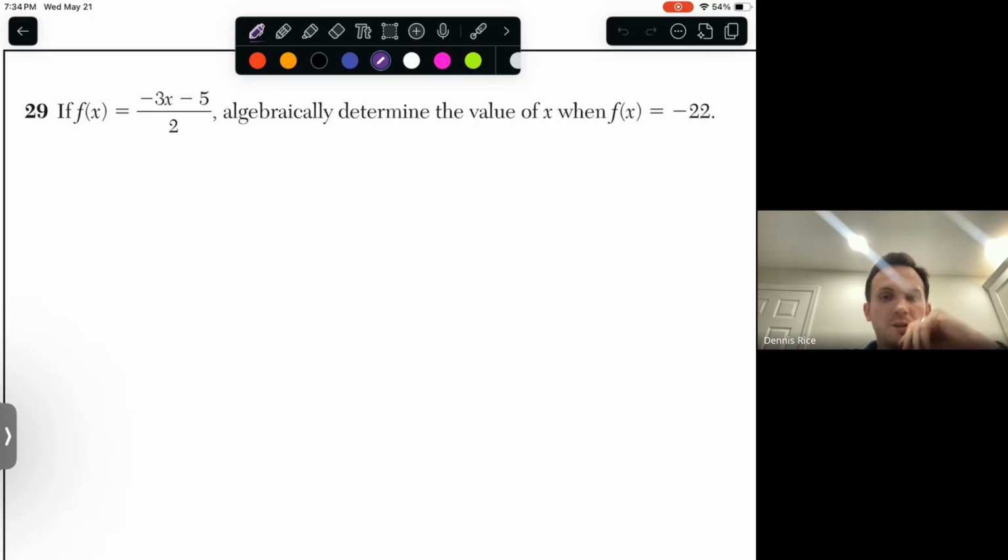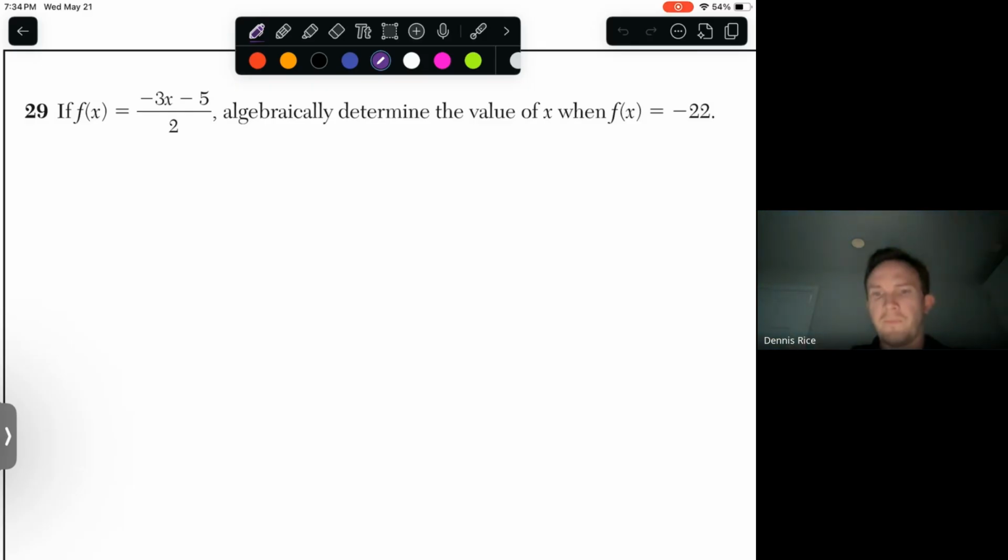All right. So question 29. Can anyone tell me what this question is asking? This is why I wanted to do it. I haven't seen something like this at least pretty recently. Yeah, it's not telling you to plug in a -22 for x. Connor said it correctly. It's telling you to set the equation equal to -22. Basically, we're trying to find x here.